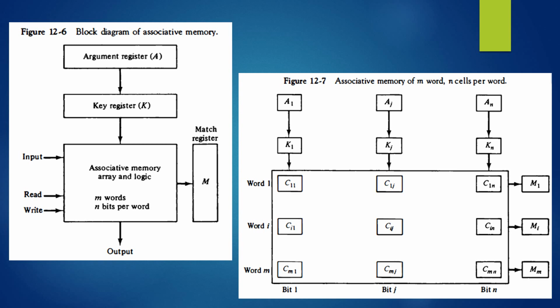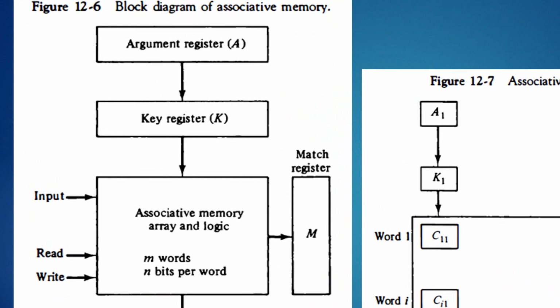Now the question arises: how do we search something from the associative memory? How does it actually work? Now note down a few points that I am dictating. This is not given in the video. AR is the argument register. In this register we will have the data which we are going to search.